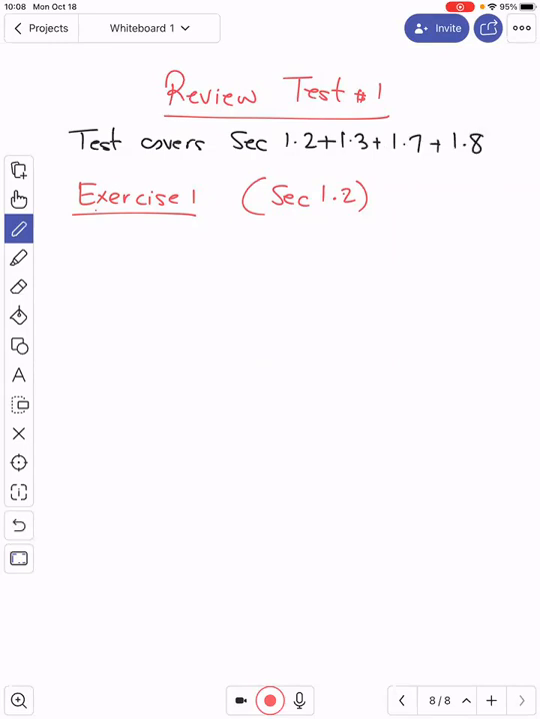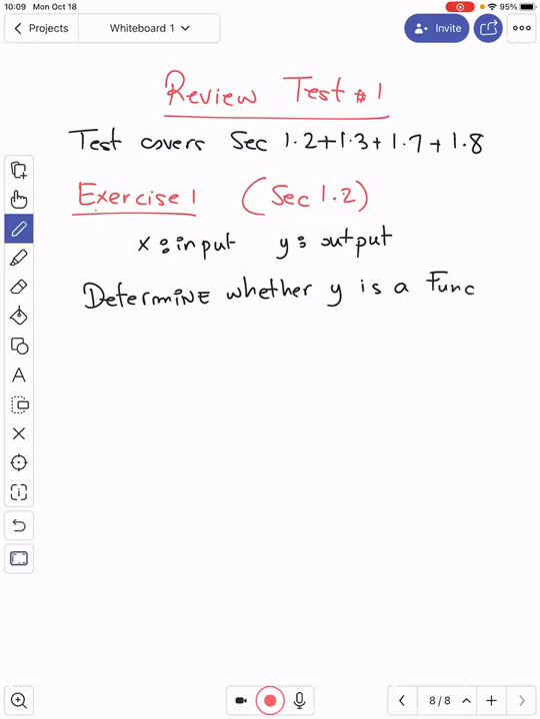All right, so first question. So we have some equations, and X is supposed to be your input, Y is your output, and you have to determine whether Y is a function of X, right? So this is the first exercise in the review sheet. So determine whether Y is a function of X.